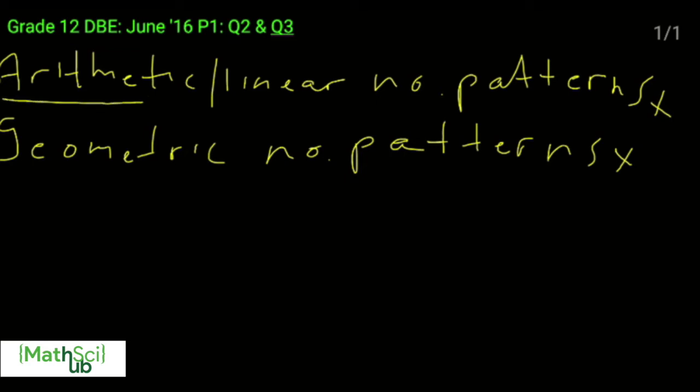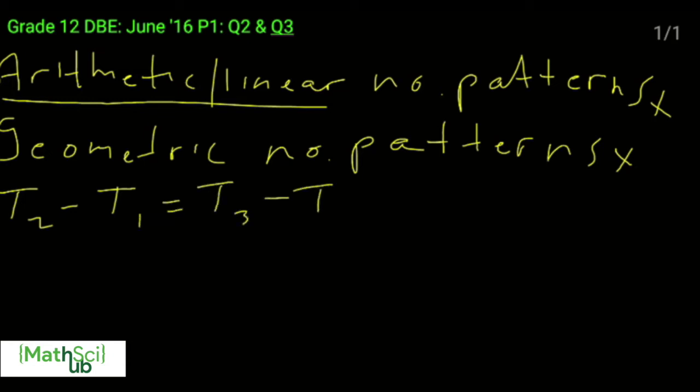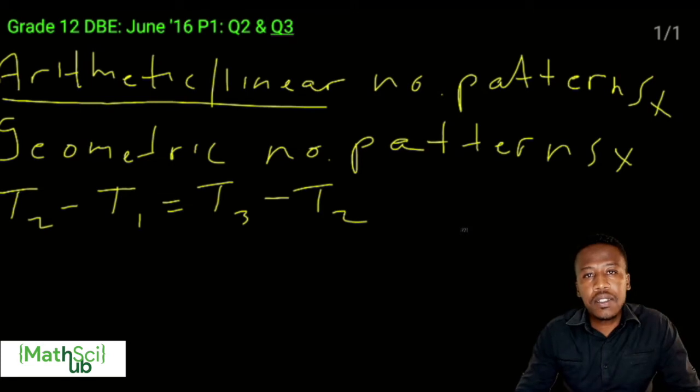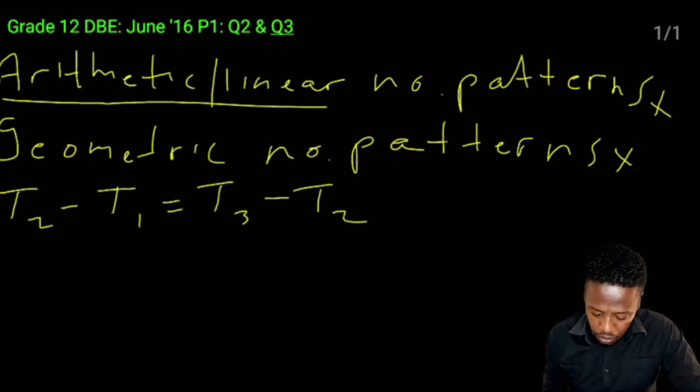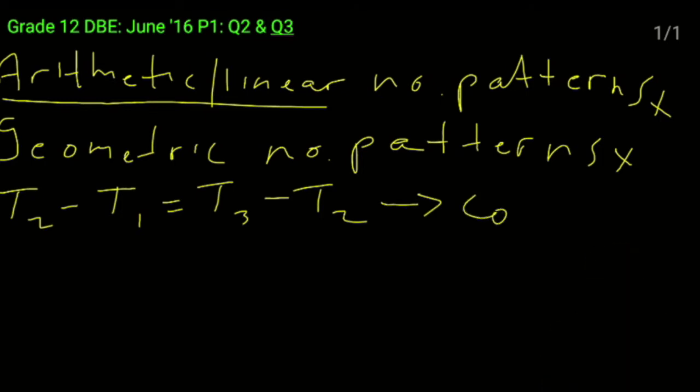Now, arithmetic number patterns, you know you have this condition where T2 minus T1 equals T3 minus T2, right? Meaning if you have a pattern or a series of numbers and you subtract your term 1 from term 2, it should be equal to your term 3 minus your term 2. Now, this is called your constant difference.